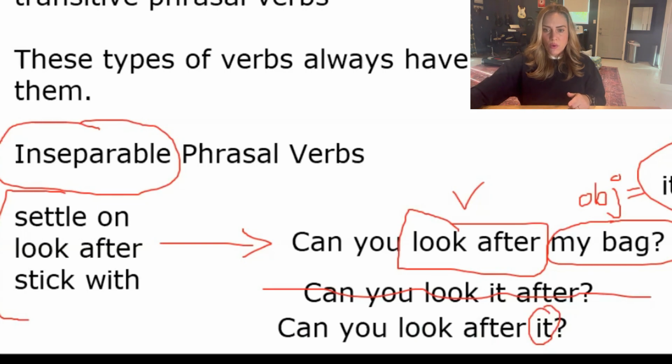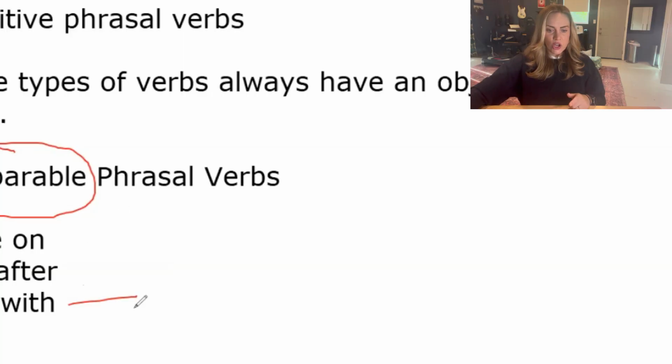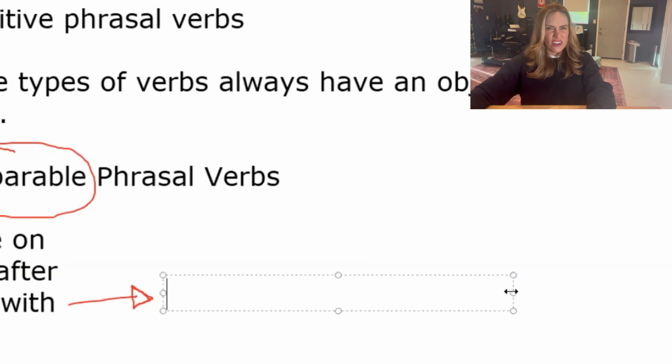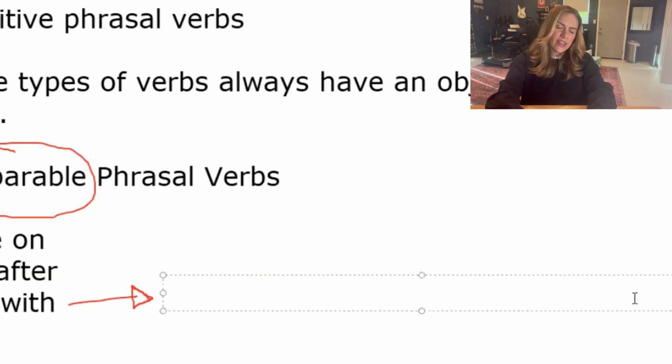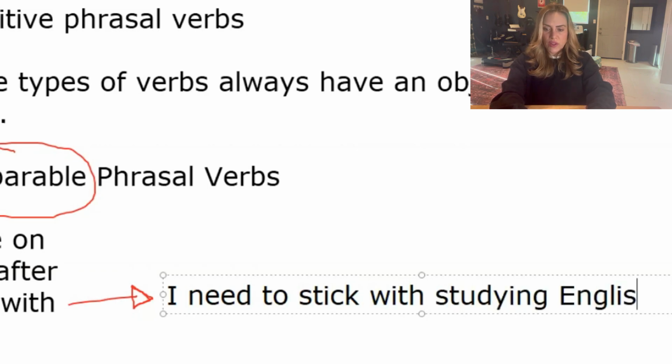Okay, now let's look at one other example of a phrasal verb that is not separable, and that is to stick with. To stick with just means to continue with something and not give up or not leave something or someone. So I really don't like studying English. I really don't like it, but I need to stick with it. I need to stick with studying English. I need to stick with it, okay?